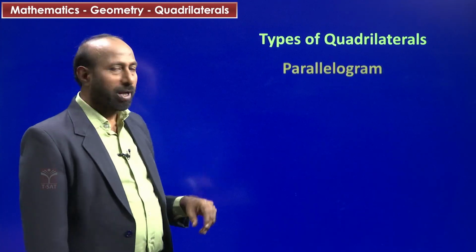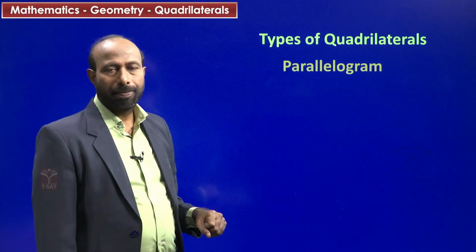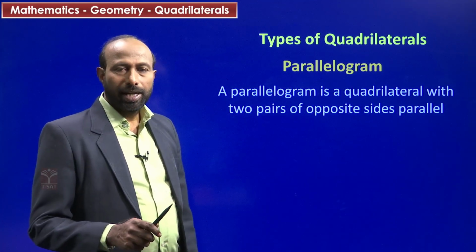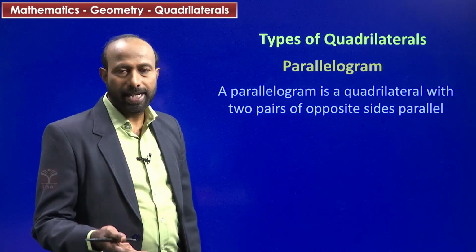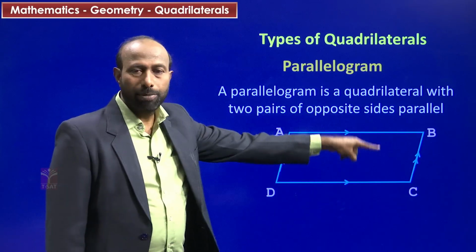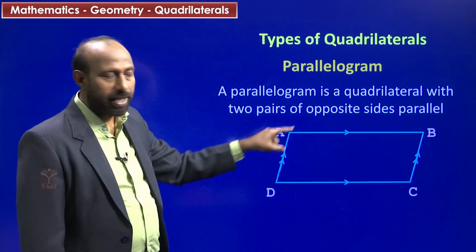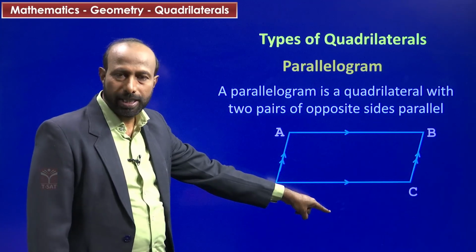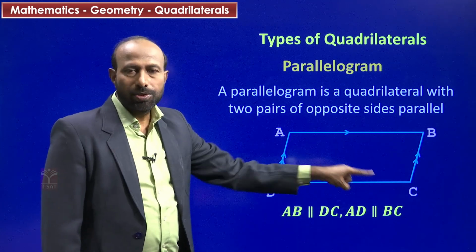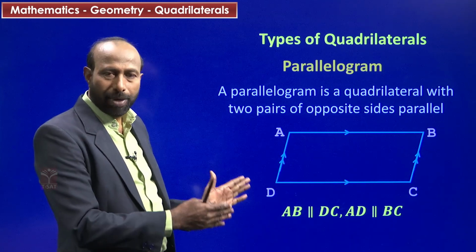Next type of quadrilateral is the parallelogram. A parallelogram is a quadrilateral in which 2 pairs of opposite sides are parallel. Here we have a quadrilateral ABCD. In this quadrilateral, AB is parallel to DC as well as AD is parallel to BC. So, this picture represents a parallelogram.